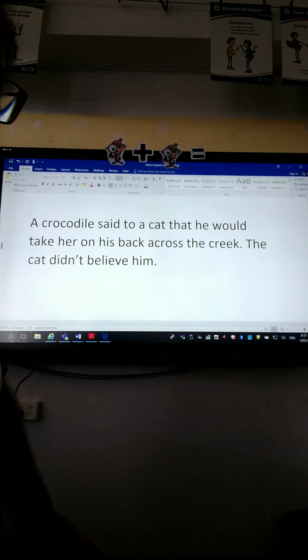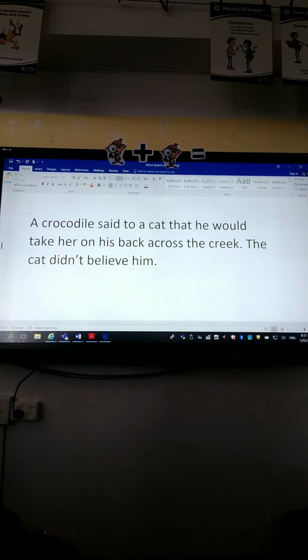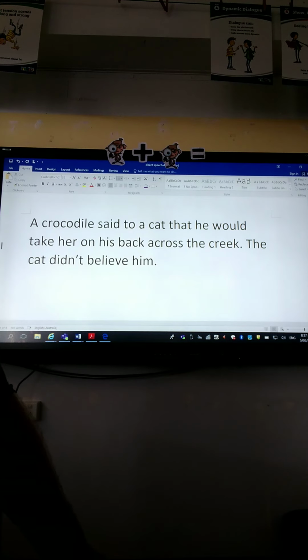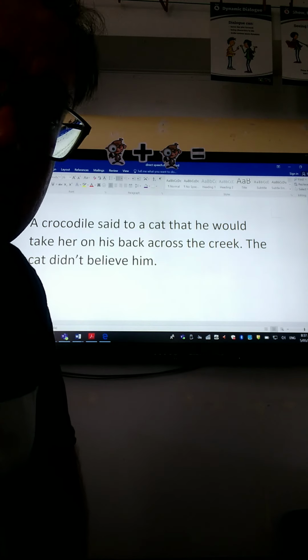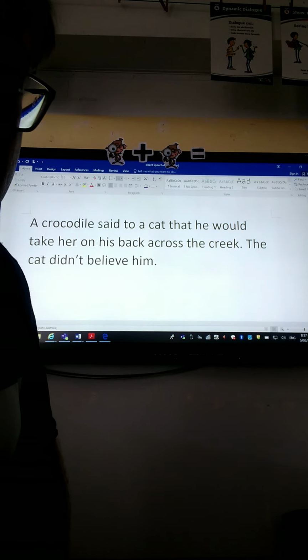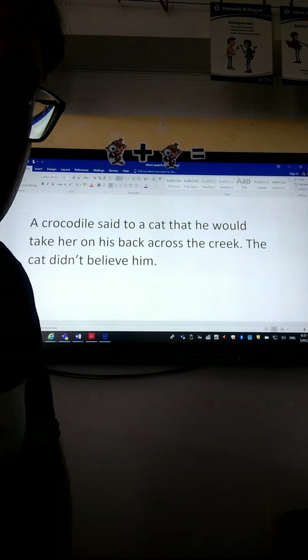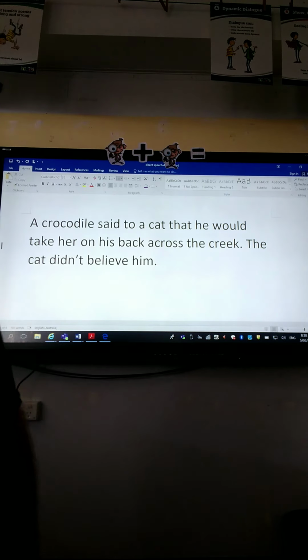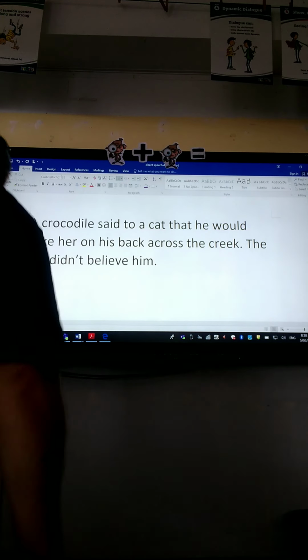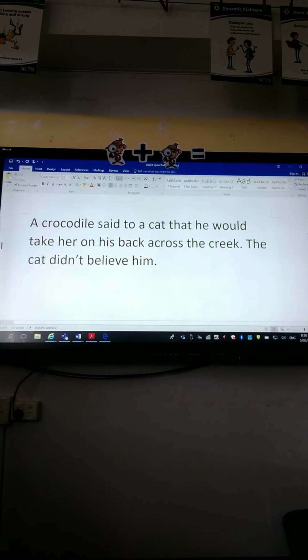Now, I have up on the board a piece of text. What I'm going to be writing about is a crocodile said to a cat that he would take her on his back across the creek. The cat didn't believe him. Well, that's not very interesting, not very exciting, and it doesn't tell us a lot about any of the characters there either. So I want to make this piece of writing a little bit more interesting and a little bit more exciting.